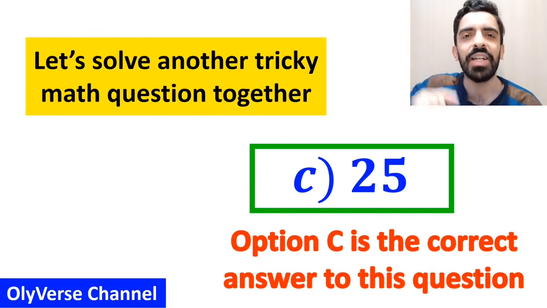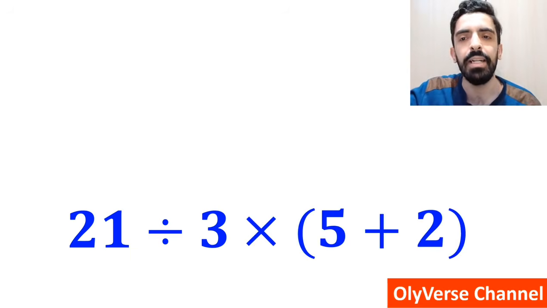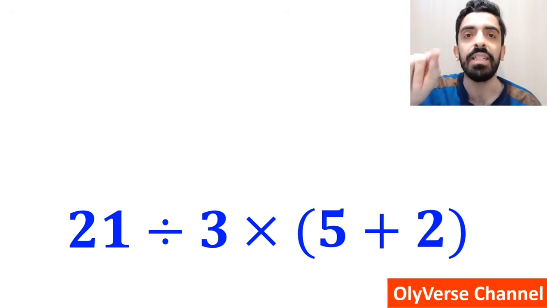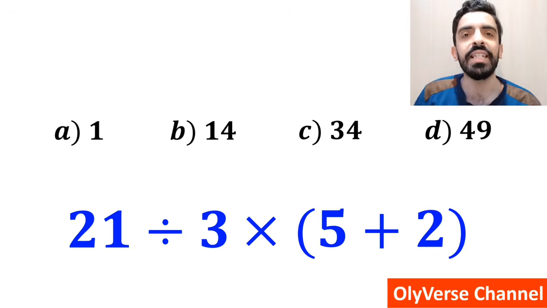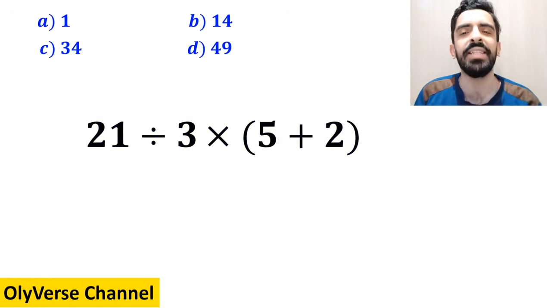Alright, now let's solve another tricky math question together. What is the value of the expression 21 divided by 3 multiplied by open parenthesis 5 plus 2 close parenthesis? Which option do you think is the correct answer to this question? Let's take a closer look and solve it together.